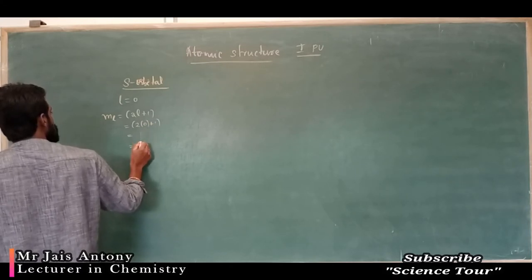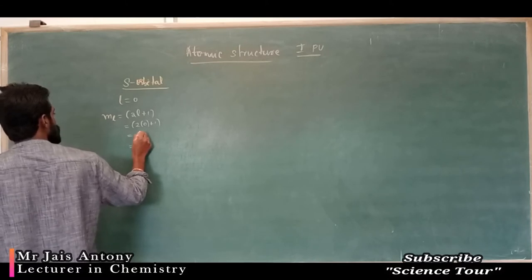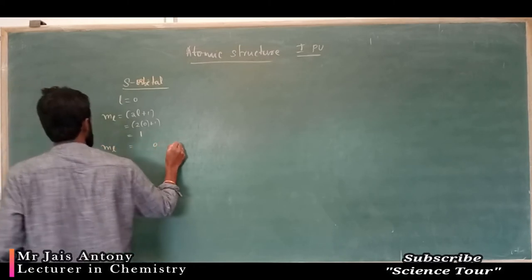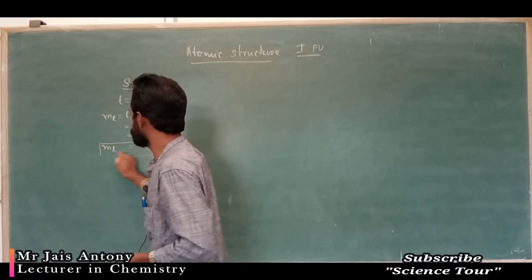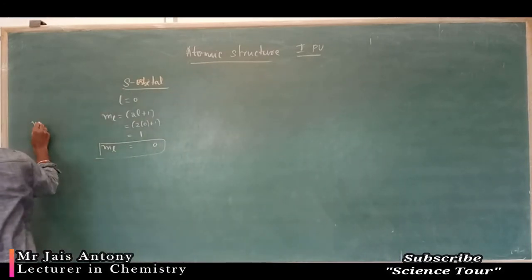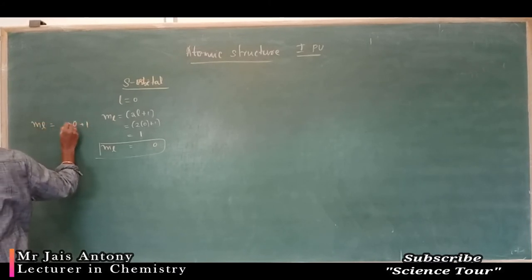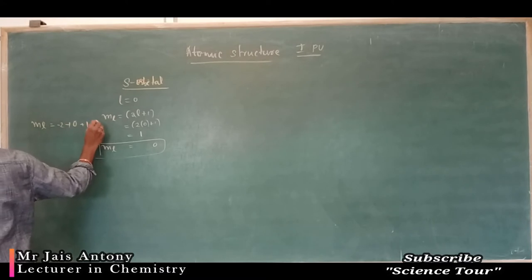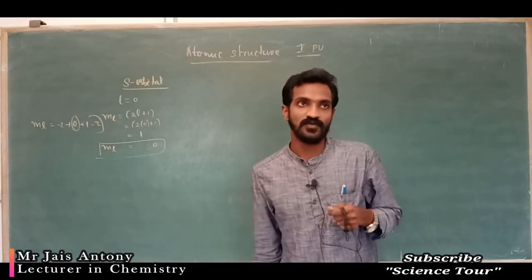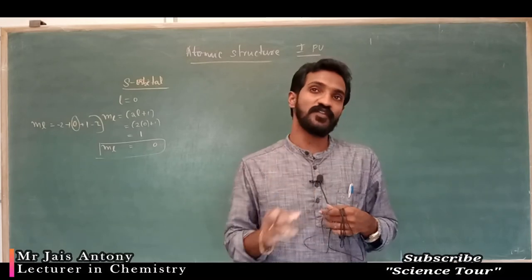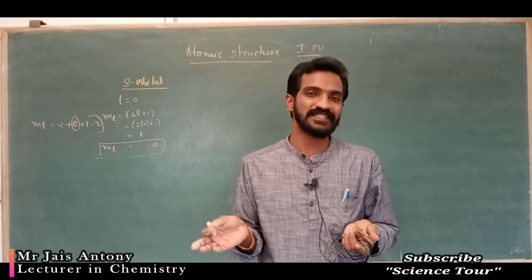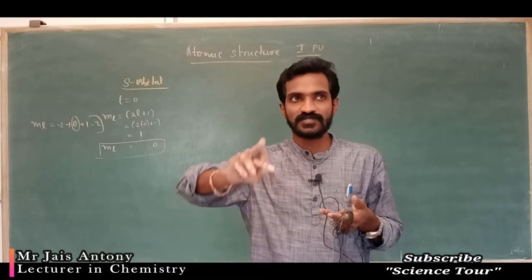That means here one value. So ml value ranges from 0, minus 1, plus 1. That one value is nothing but ml value is 0. You are getting only 1 value, so you are not writing plus 1, minus 1, plus 2, minus 2, like this, correct? So only one type of orientation is possible, that is zero orientation. Zero orientation means there is no particular axis for an s orbital, understood? It is spherical in shape.